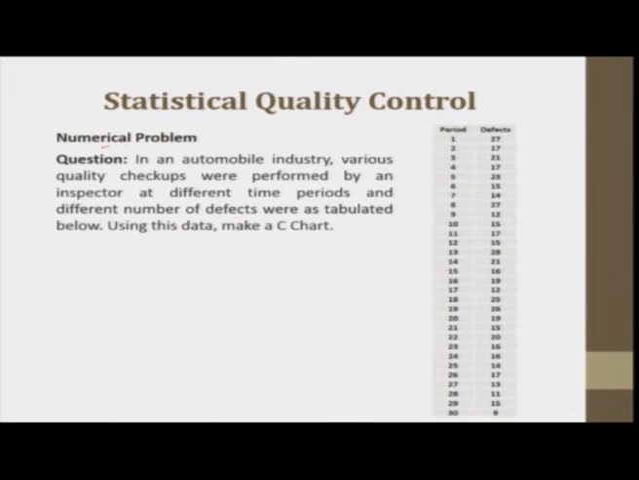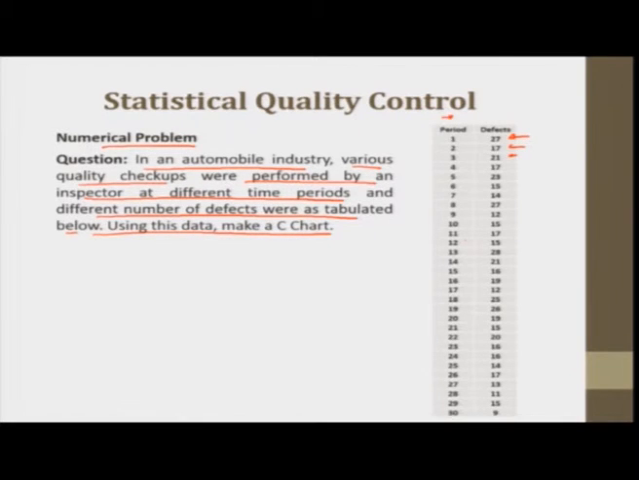So next I will take a numerical problem to elaborate my C chart. In the question we have, in an automobile industry, various quality checkups were performed by an inspector at different time periods, and different numbers of defects were found, which are tabulated here. Using this data, try to make a C chart and see whether the process is within control or not. So these are the number of defects, 27 defects per automobile. This automobile industry can be a motorbike, a car, a truck, a bus, whatever it is. So the number of defects found in the final inspection is 27. It is 17 here, 21, and so on.